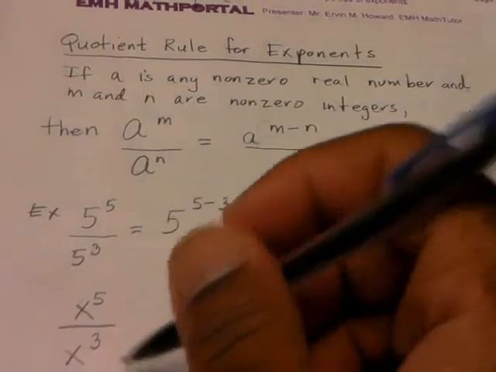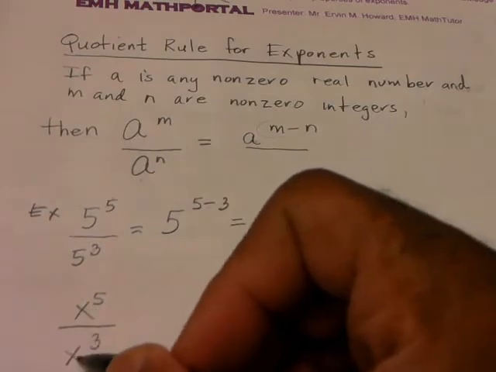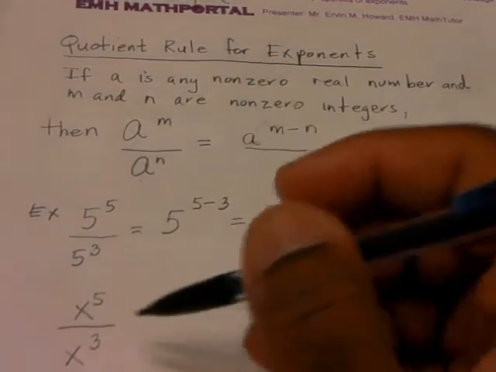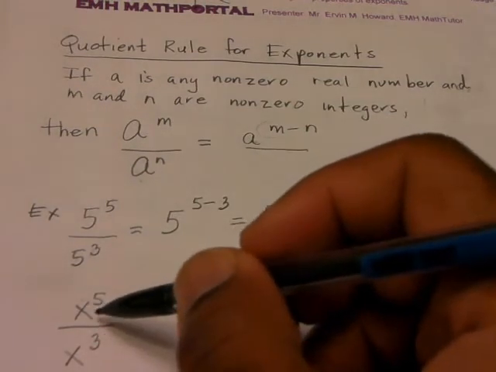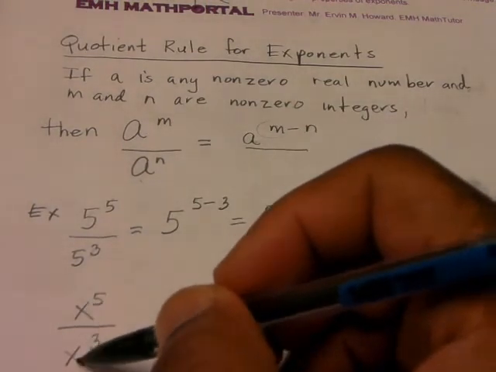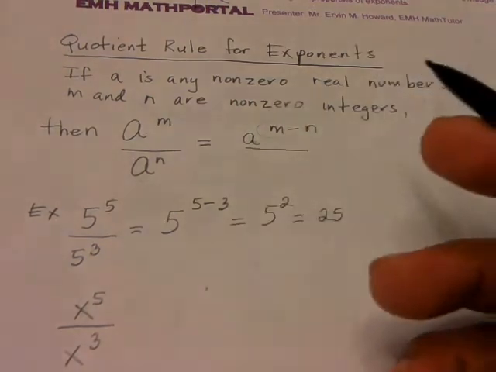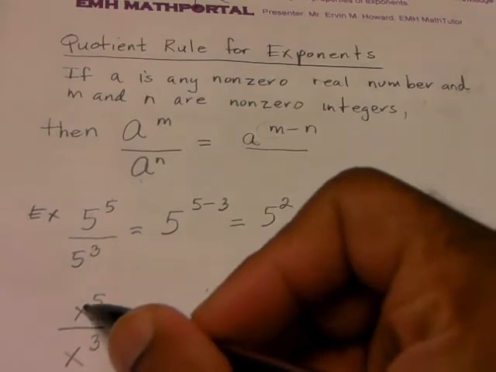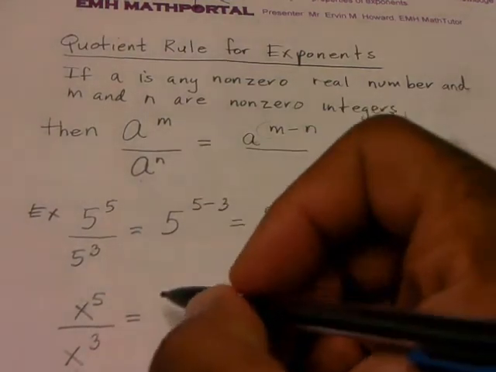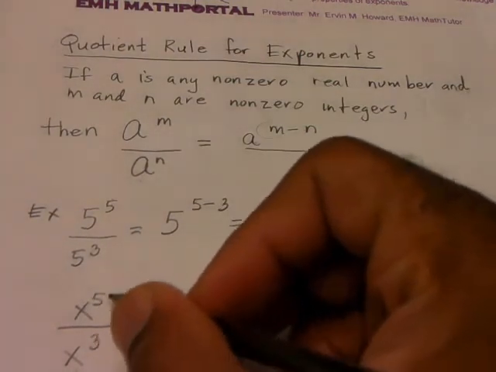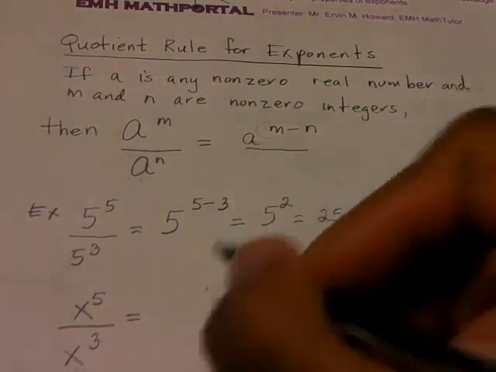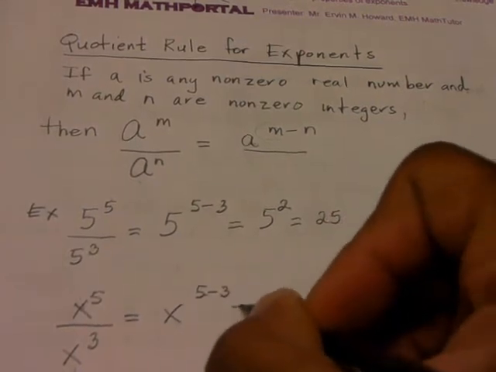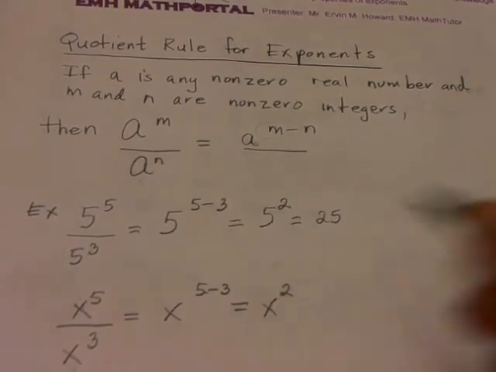Now, again, the variables are unknown. They're not going to really have any value. So you're still going to write the variable in respect to what the number could be, but you'll still perform the operation. So we have a quotient between the bases, and we will take the difference between the two exponents. So we have x raised to the power 5 minus 3, which equals x raised to the power 2.